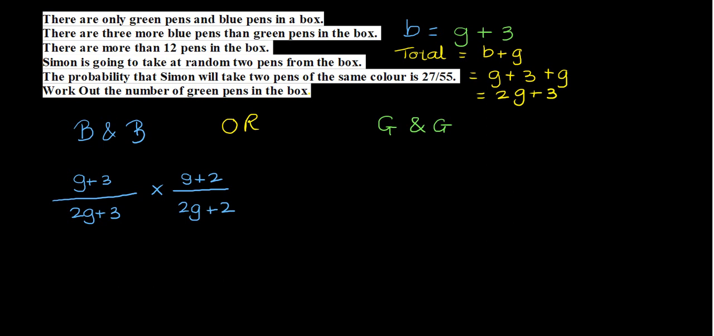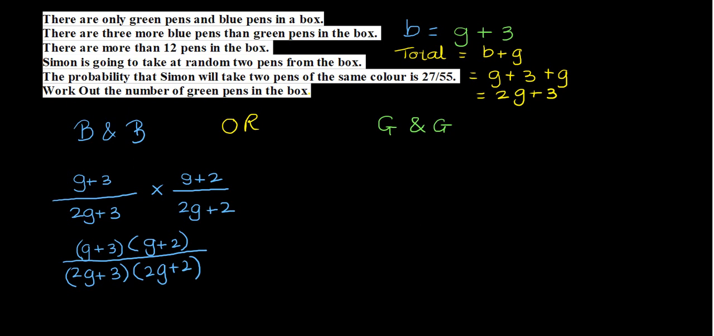So we've got quadratics over here. G plus 3 times G plus 2 over 2G plus 3 times 2G plus 2. Okay, that's the probability of the 2 pens being blue. I don't have enough space over here, so I might have to go on a new page to carry on. Let's go on to the green scenario.